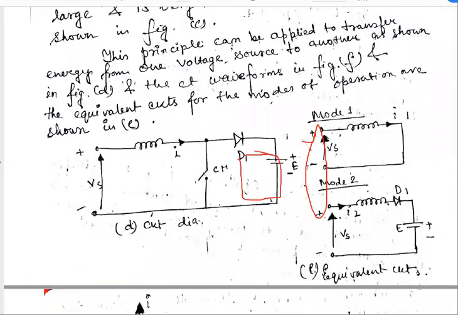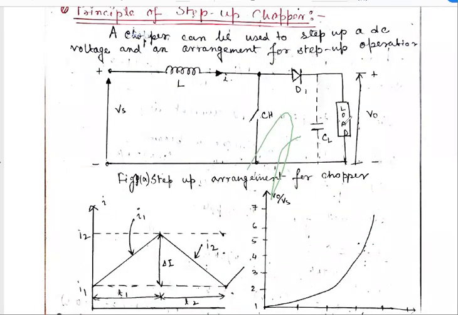So what is mode 1? Mode 1 is when the switch is in off condition. When the switch is off, the current flows through the diode, meaning the diode becomes a short circuit, and here we use a load. So this is the first circuit. Okay, clear?